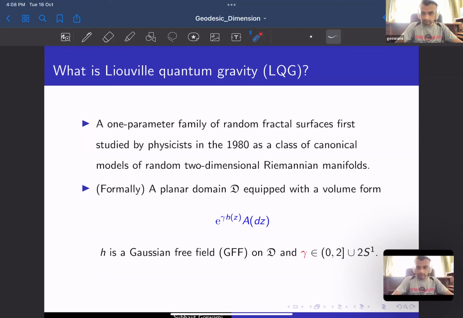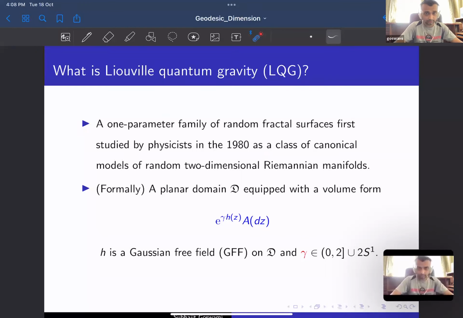And the parameter gamma, in this parameterization, would be anything in the real interval between 0 and 2, or it could be any complex number with absolute value 2. It could also be complex, and I'll talk about that. It already raises some questions, like, what does that mean? And that's the point of talking about this in the mathematics colloquium. But roughly, this is the picture.